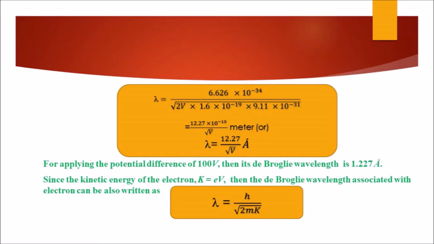For example, if you apply a potential difference of 100 volt, then its de Broglie wavelength is 1.227 Angstrom. Since the kinetic energy of the electron, that is K equal to eV, the de Broglie wavelength associated with the electron can also be written as lambda equal to h by root of 2mK.